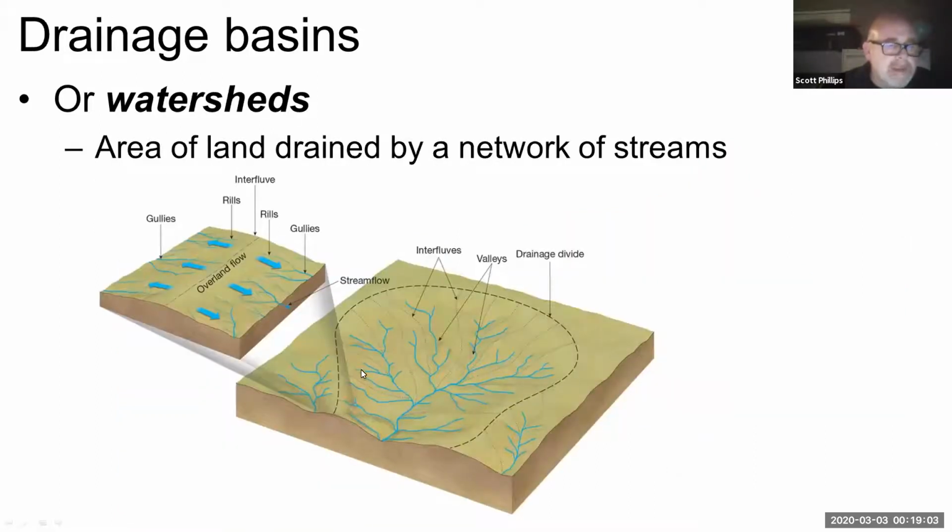The collection or network of streams drains a certain area of land. And that area of land that's drained by that stream network is called a drainage basin, or more commonly called a watershed. So this is a network of smaller streams feeding into a larger one, and this is an area of land that is drained by that stream network.